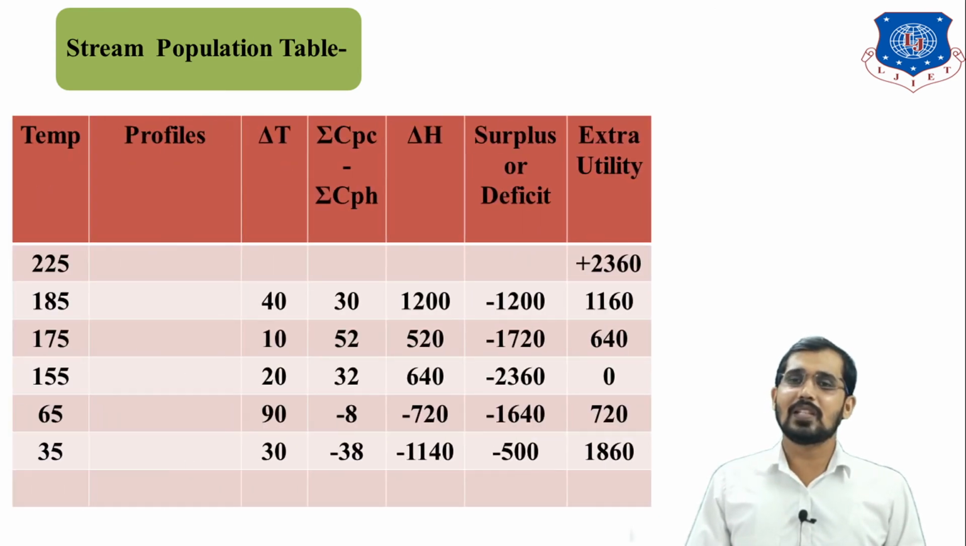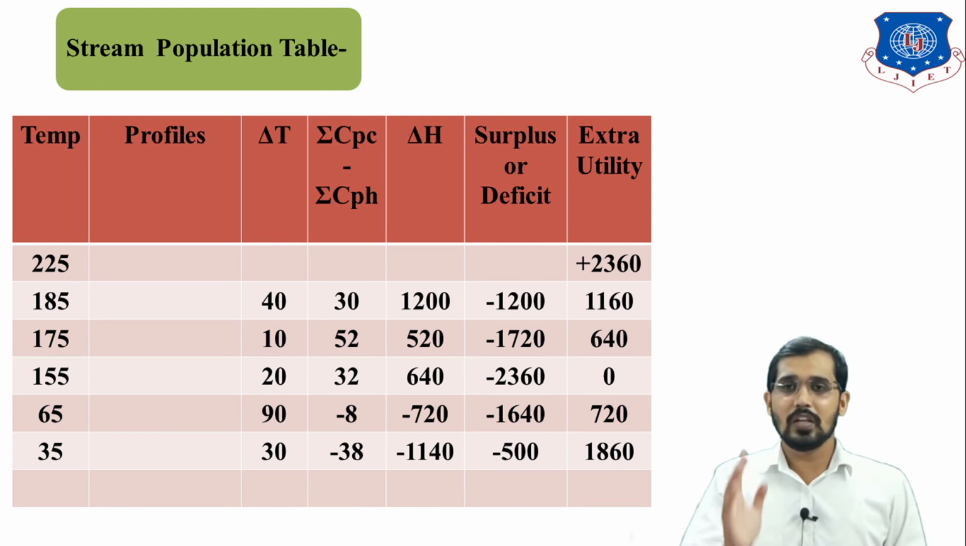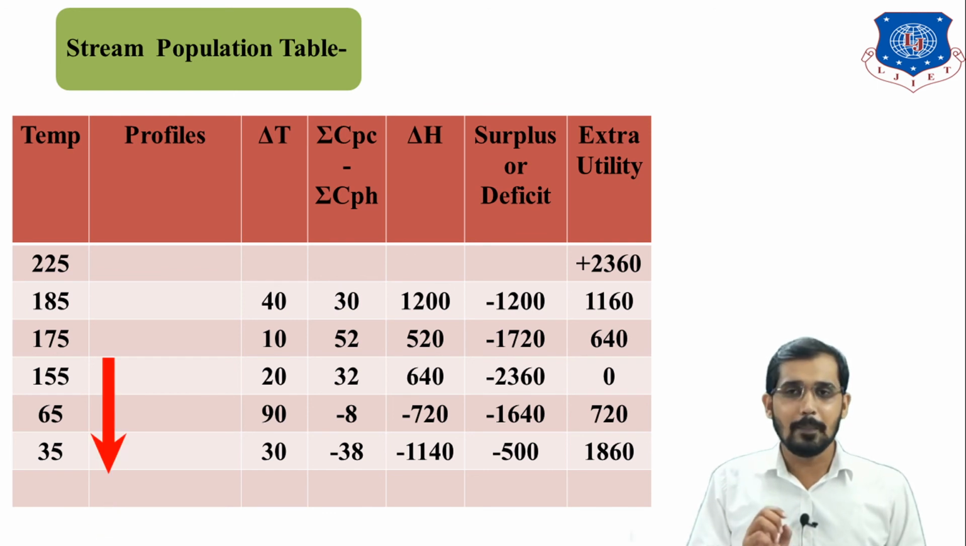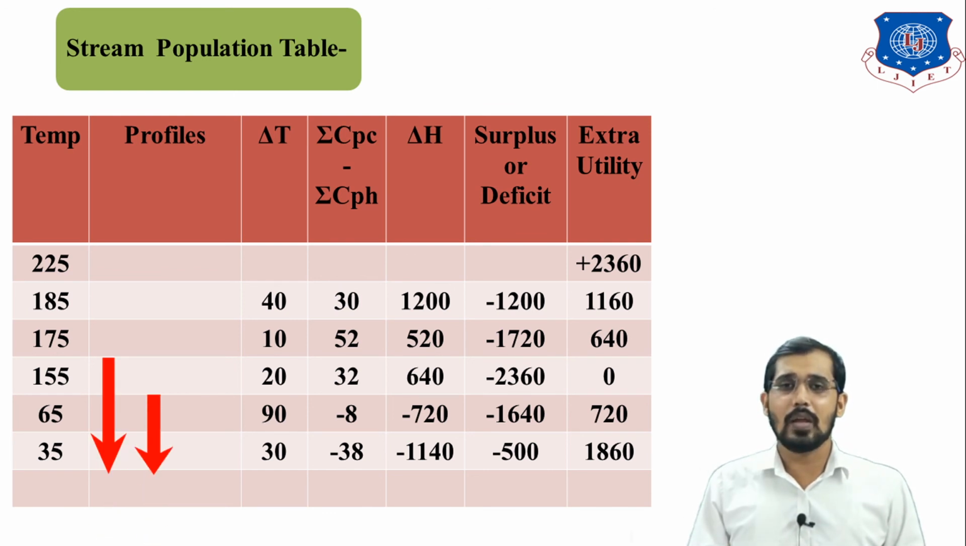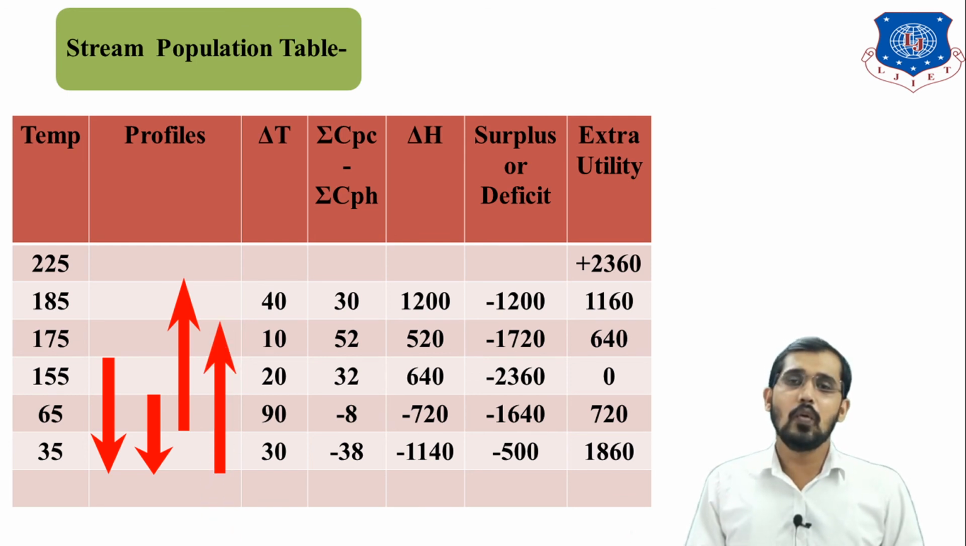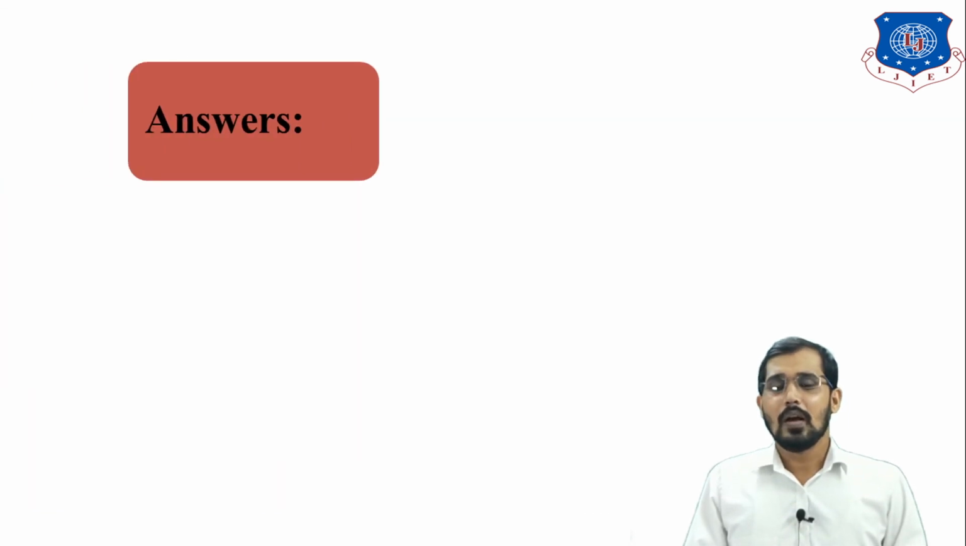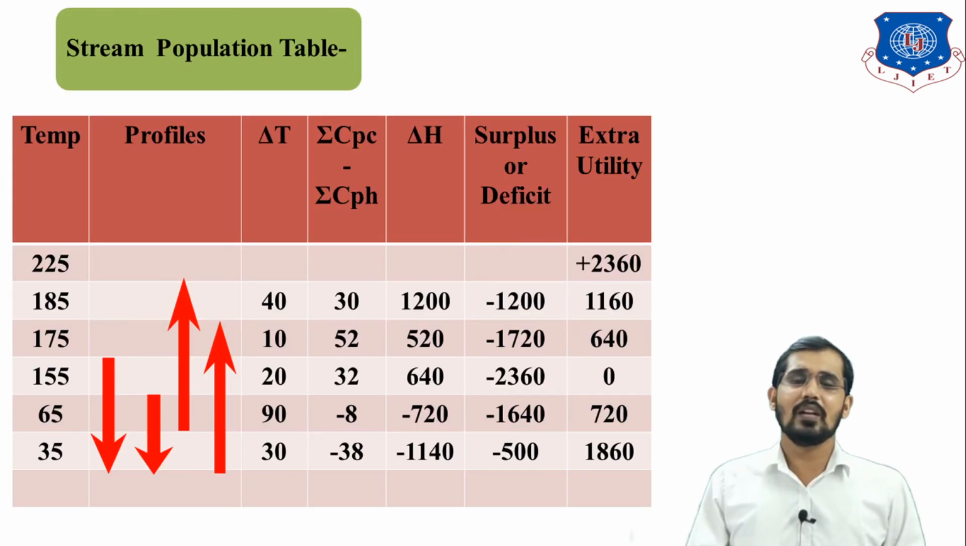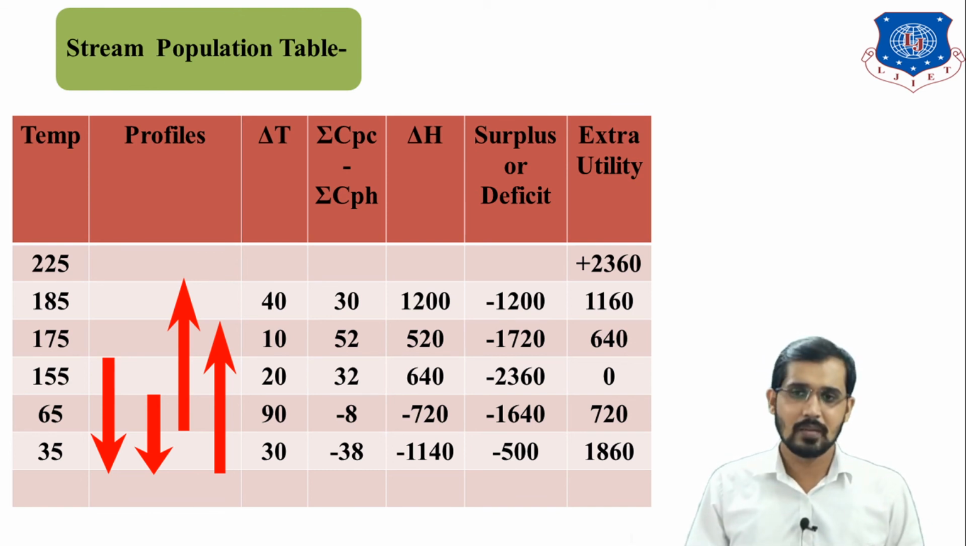After that, we calculated the stream population table. In this table, we have written in the first column the temperature in decreasing order. This temperature is nothing but the shifted temperature. After that we drew temperature profiles. You can see the first arrow is for the H1 stream, second for the H2 stream, third for the C1 stream, fourth for the C2 stream. After that we calculated the temperature difference. After that you can see we calculated the difference between the specific heats for the cold stream and hot stream for all the temperatures. After that we calculated the delta H values.